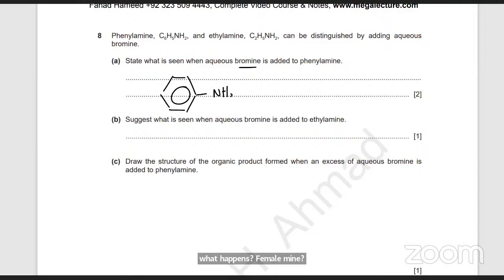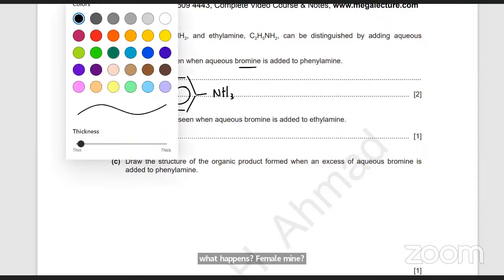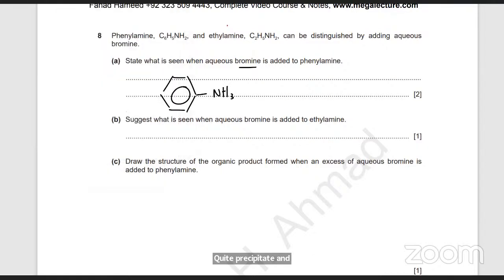White precipitate and decolorization. When you add this, it's highly activated, so bromine will get attached to all three positions, right? And that's your white precipitate. Tribromophenylamine is a white precipitate. The other observation is that the red brown bromine gets decolorized.